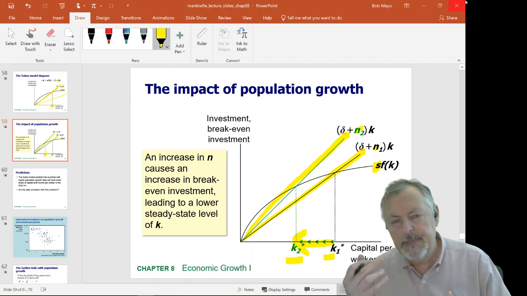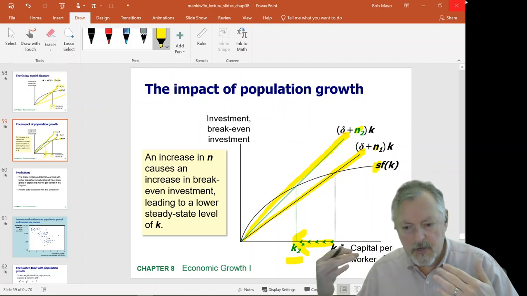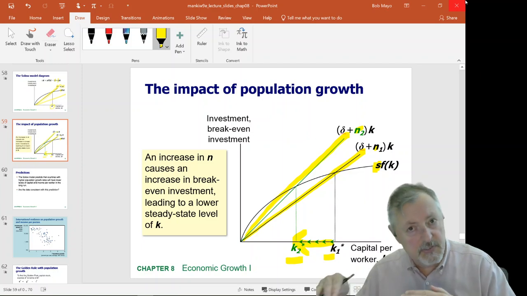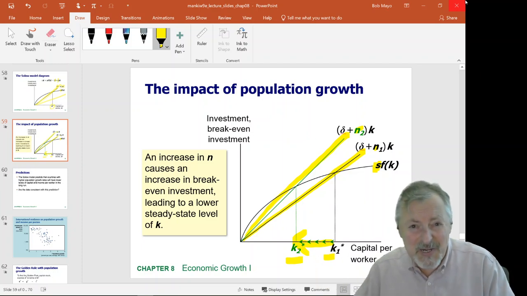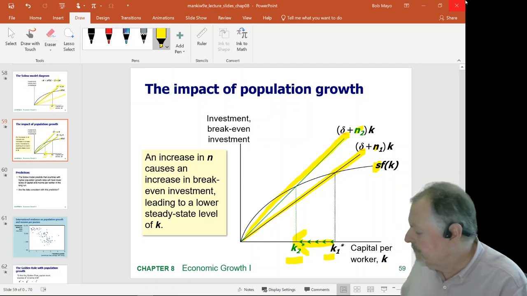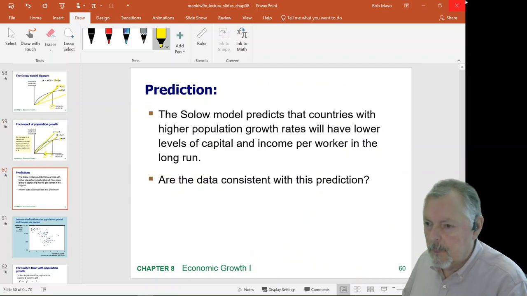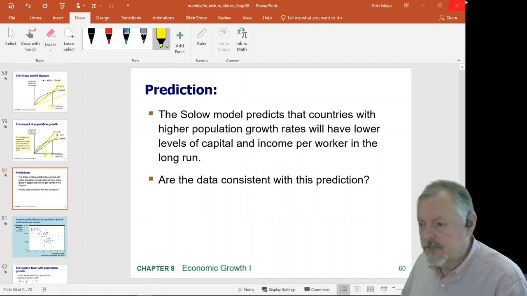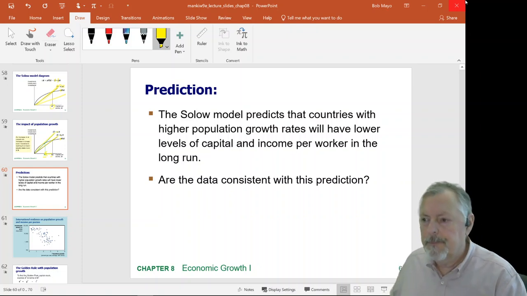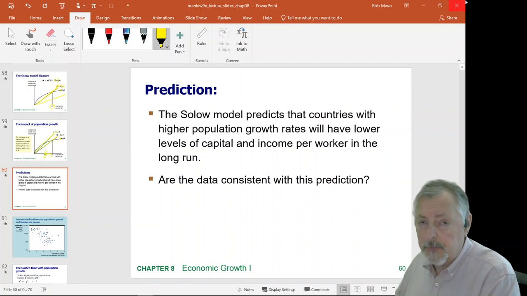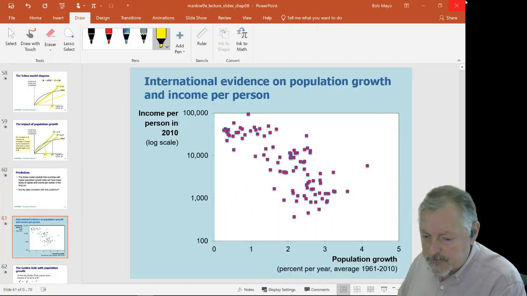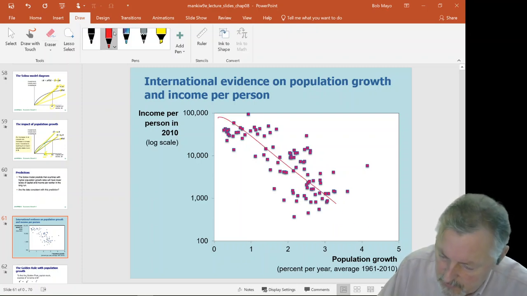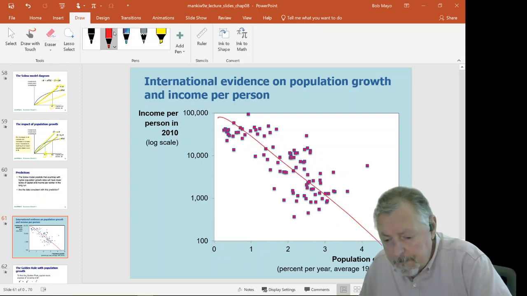Does this make sense intuitively? Let's say your economy is in a steady state, you have a certain standard of living, and all of a sudden your population explodes. Well, everything's going to be divided among more people in this very simple model. So this version of the Solow model, including population growth, predicts countries with a higher population growth rate will have lower levels of capital and income per worker when they're in steady states. Well, yeah, that looks like a pattern to me.